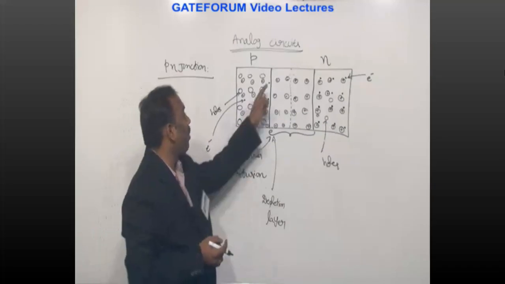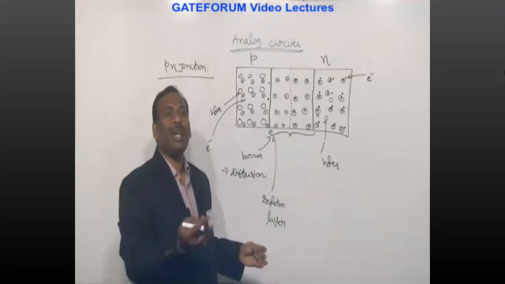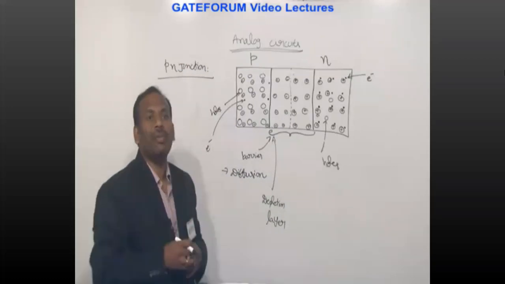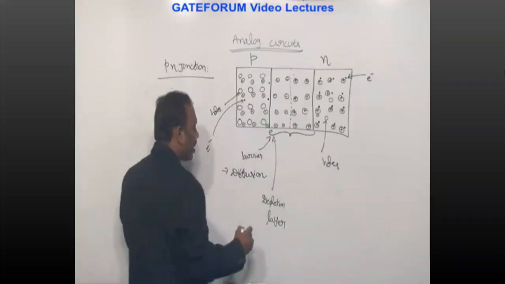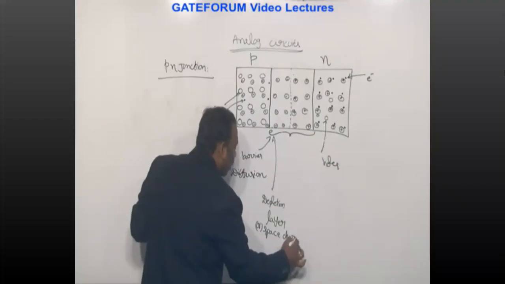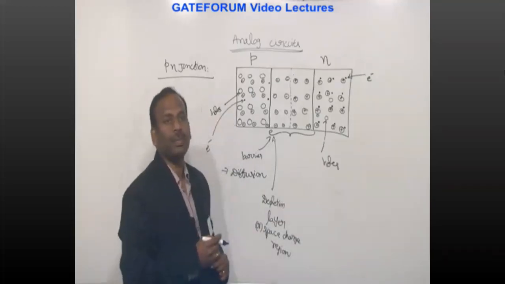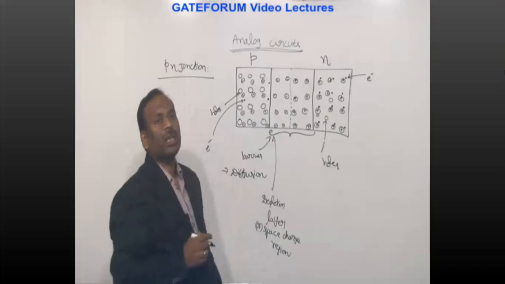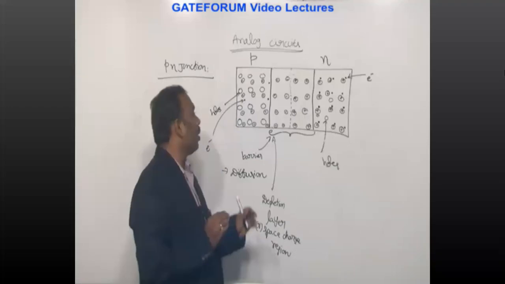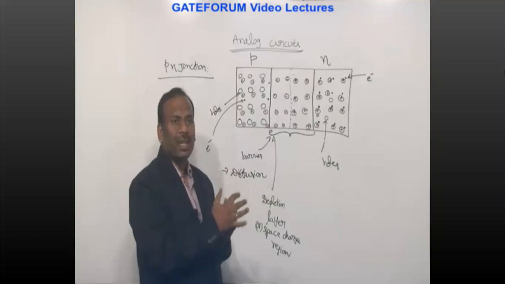What is the meaning of depletion layer? Previously here holes are there, here electrons are there. Now they are used. Depleted means used. Whatever electrons and holes were available in this region are used up. Therefore it is called the depletion region or depletion layer. It is also called the space charge region. The width of this space charge region is around 0.5 micron. So initially, for a short duration of time, there is a movement of charge carriers from one side of the junction to the other side.